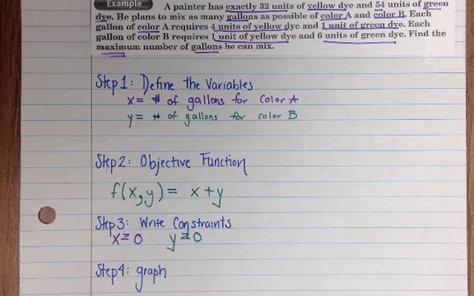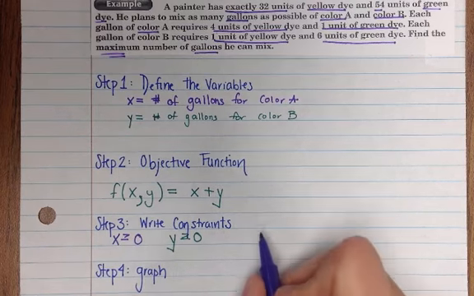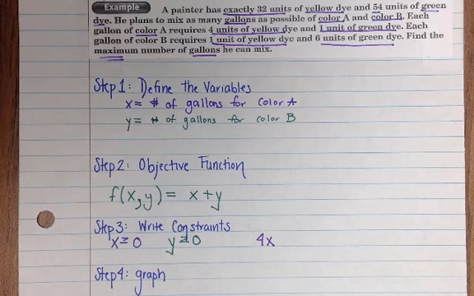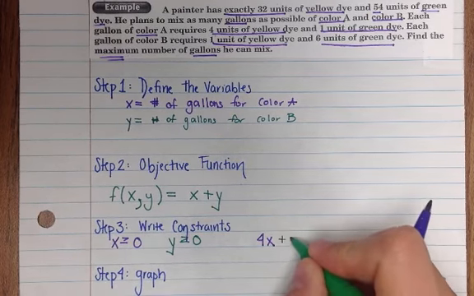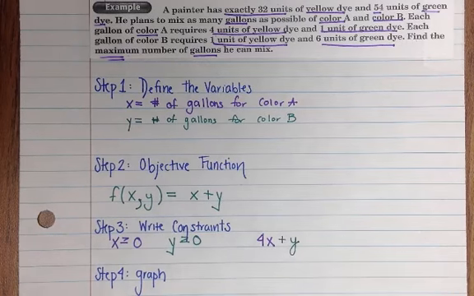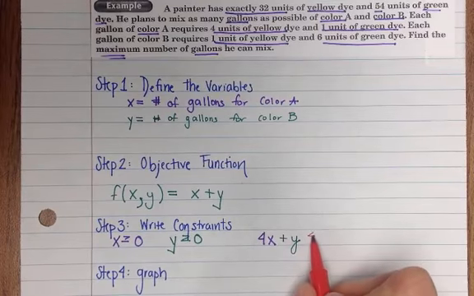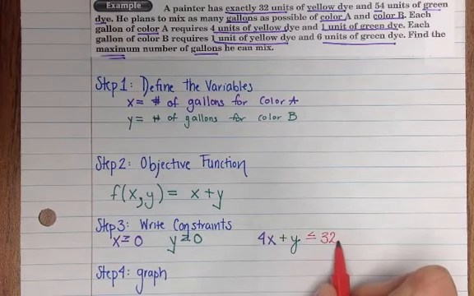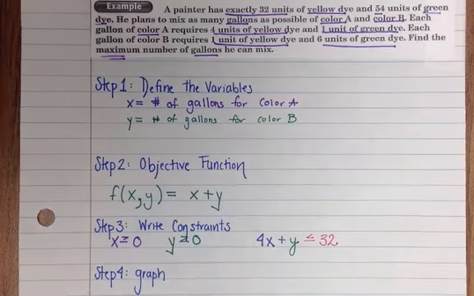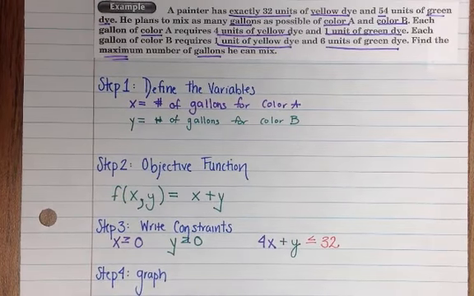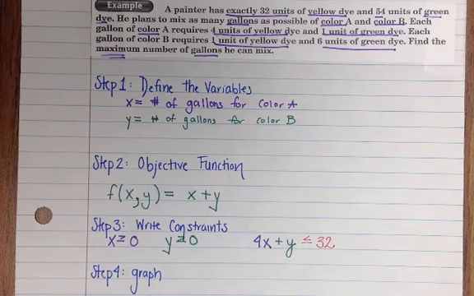So for color A, we know that we need 4 units of the yellow dye. So 4 times X. While B requires only 1 unit of the yellow dye, so plus Y, and all of that yellow dye together has to be less than or equal to 32. We could use all of it or just a portion of the yellow dye, but we cannot go over it. Then we also have the green dye.